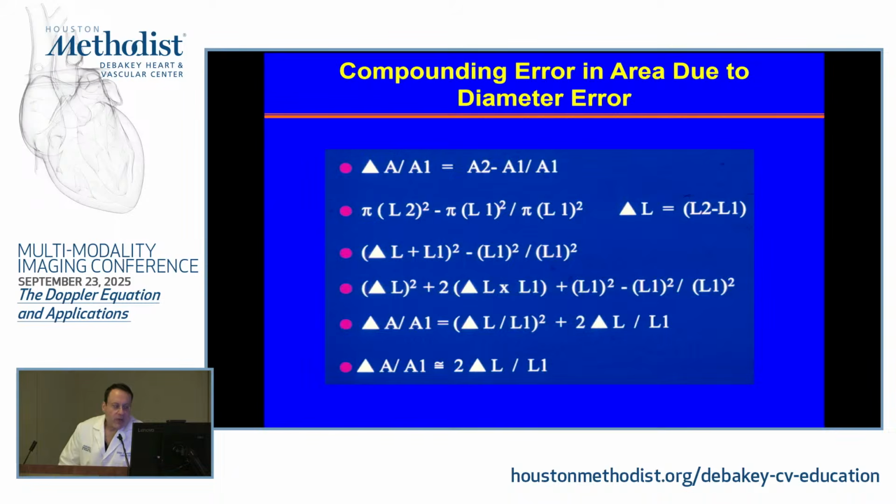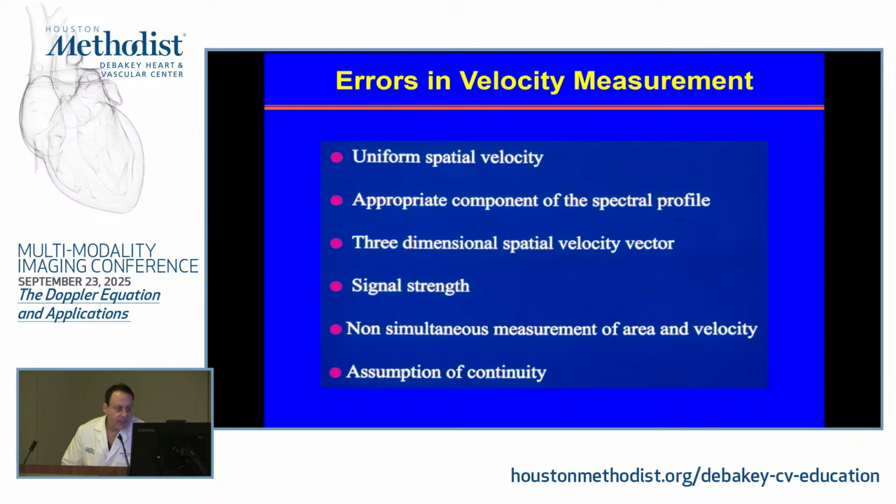A frequent question is, if I make an error in the diameter measurement, what error does that change in terms of area calculation? Many think I'm squaring it. This will be what you see. This is a simple algebra expression that shows you that the error in the area measurement is really twice the error in the diameter or dimension measurement. So important to keep that in mind.